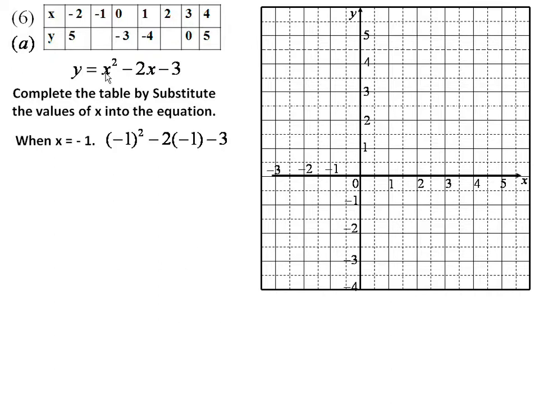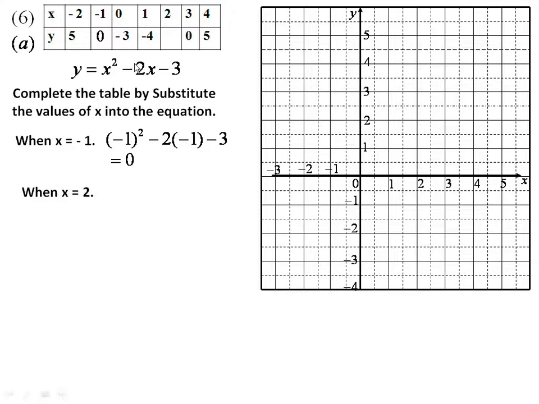So -1 squared minus 2 times -1 minus 3. Square -1, we get a +1. Negative multiplied by negative is positive, so we'll have 1 plus 2 is equal to 3. Then we minus 3, and that is equal to 0. And 0 goes right there.